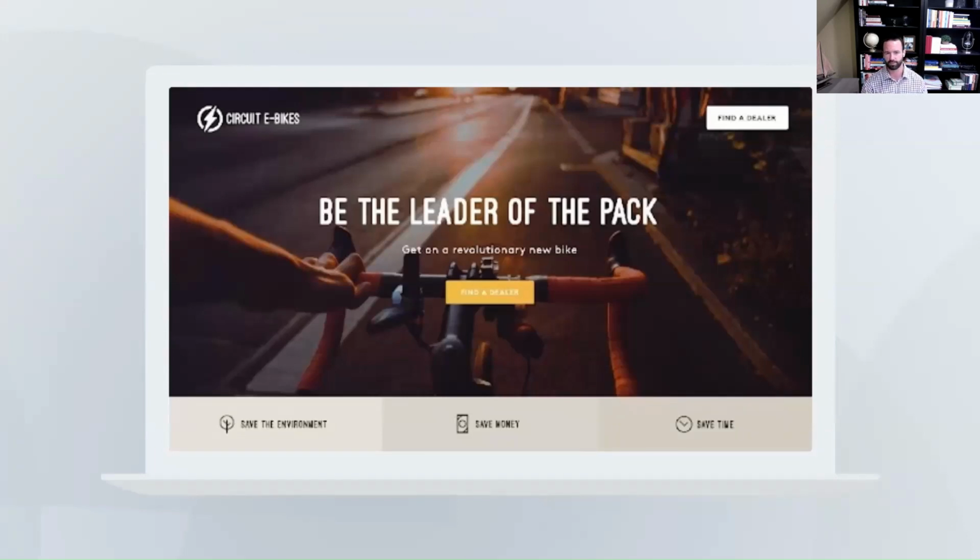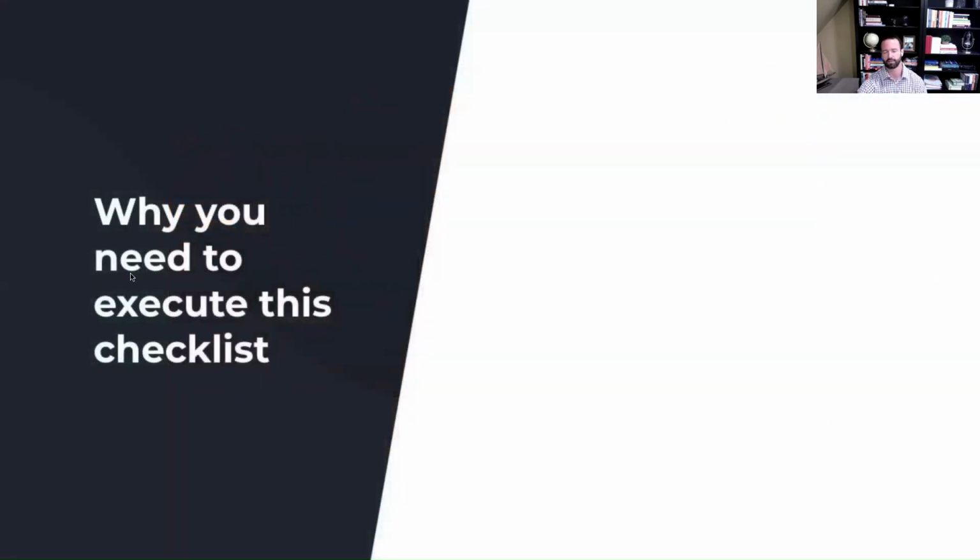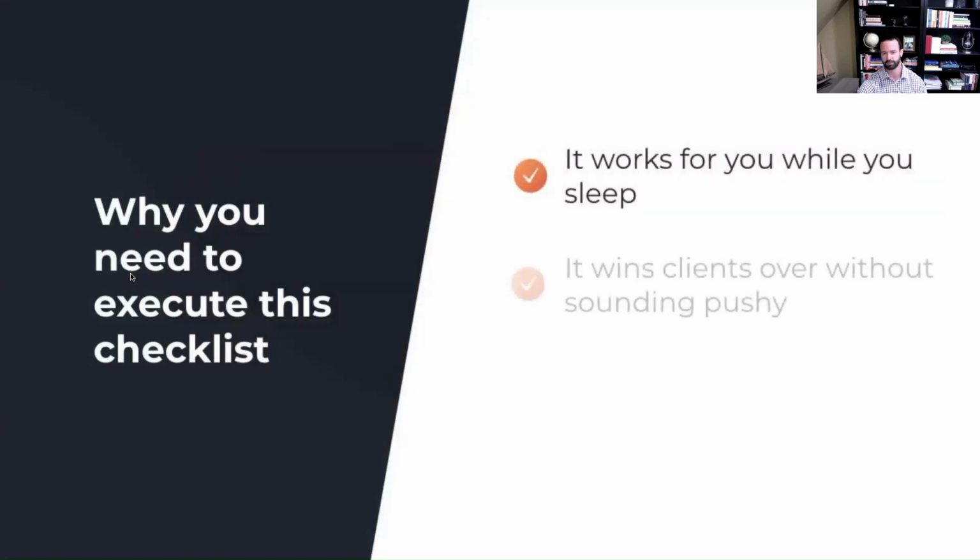We have to turn your website into a highly effective sales funnel, donor funnel for your organization. It's so important that we do that and we do it the right way. Just remember, we've got to execute this checklist for multiple reasons. The most beautiful thing about a sales funnel, about a donor funnel, is that it works for you while you sleep. People can download your PDF at 3 o'clock in the morning, and they can start receiving your emails after that.